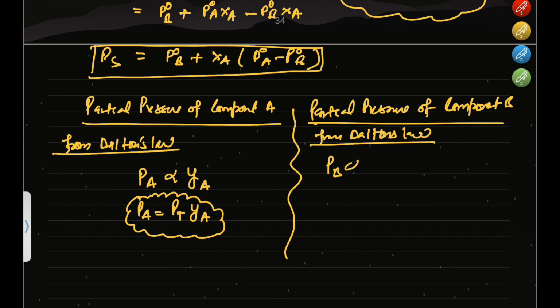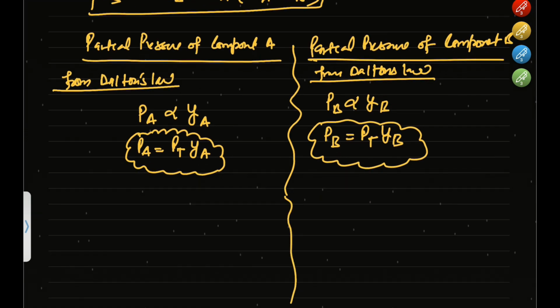Partial pressure of the component B is directly proportional to the mole fraction of the component B in vapor phase. मतलब partial pressure of the component B, proportionality constant is equal to P total. तो proportionality को रिमूव करने पर हम P total यहाँ पर रख देंगे. ठीक है, partial pressure of the component B is equal to P total into mole fraction of the component B in vapor phase.